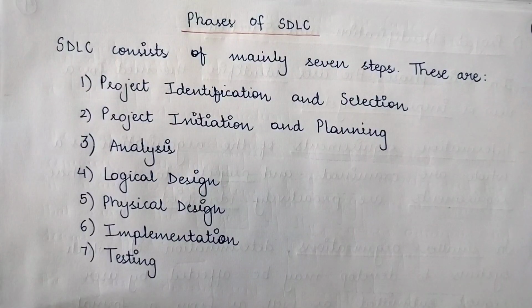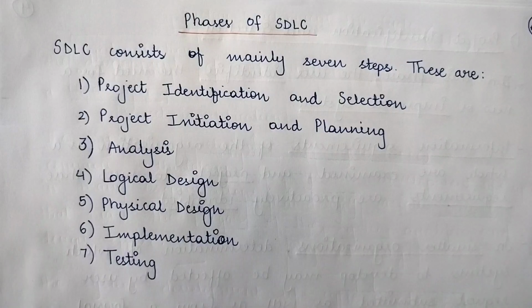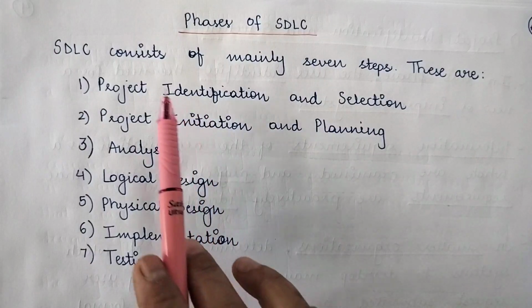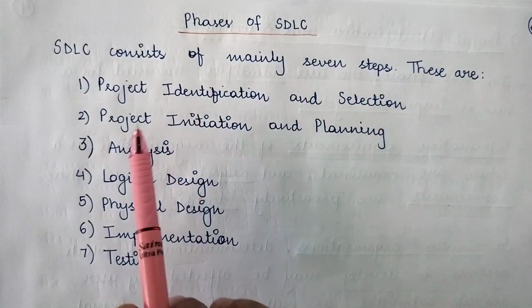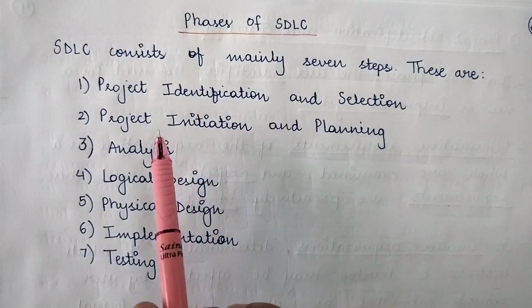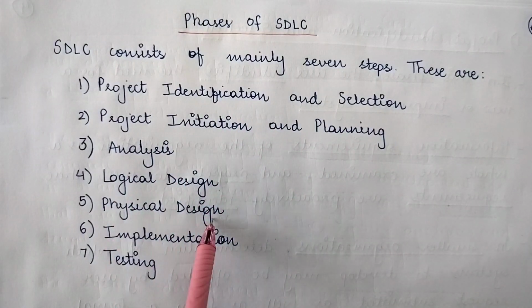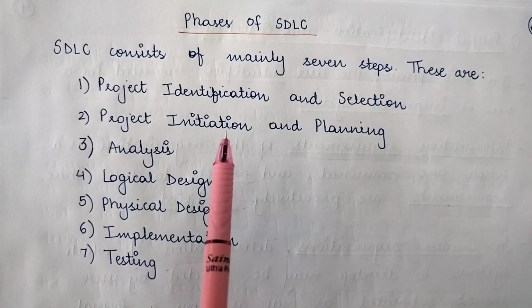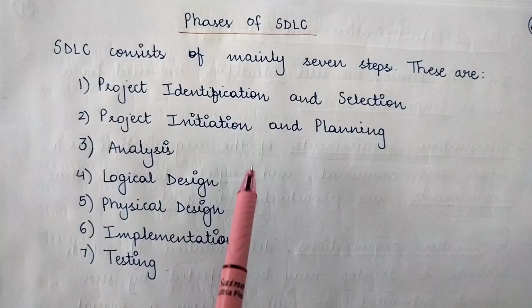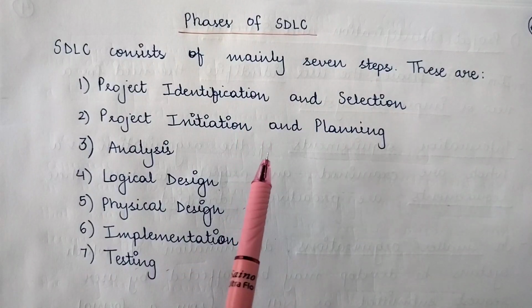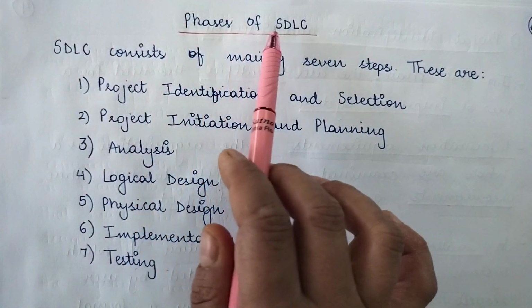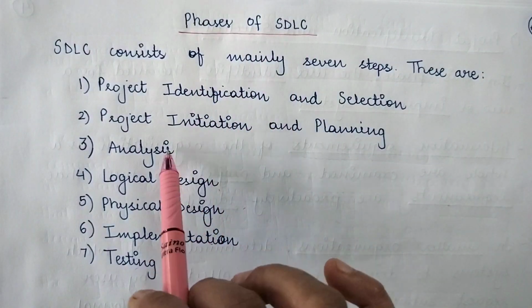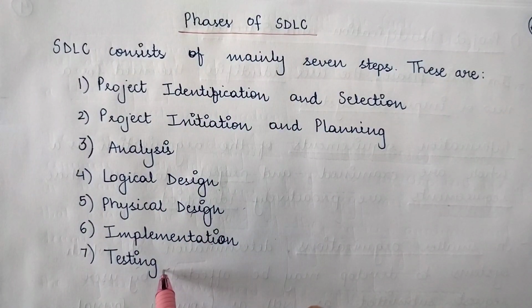Now, we will study all these phases of SDLC that we just saw in the diagram in detail. I will just repeat it once again. The 7 phases of SDLC are project identification and selection, project initiation and planning, analysis, logical design, physical design, implementation, testing. So, we have divided the methodology for the development of information system, which we call SDLC, into 7 different phases, and all these phases are sequential.